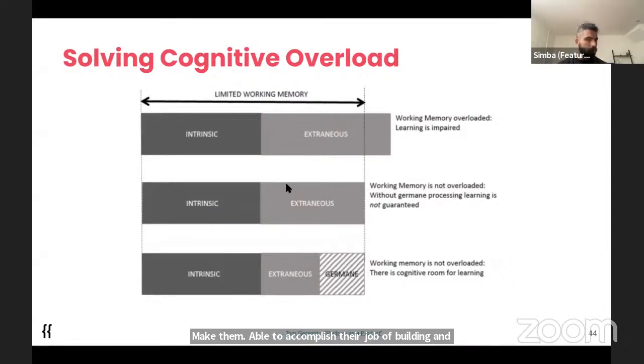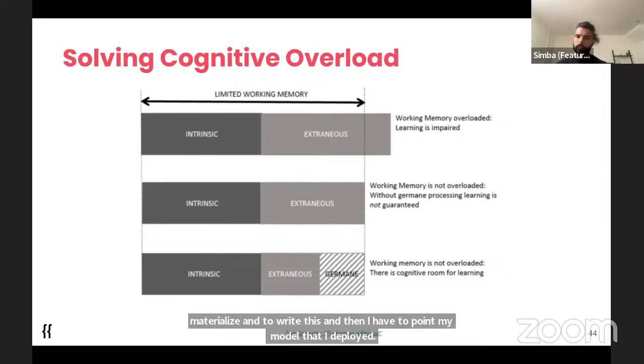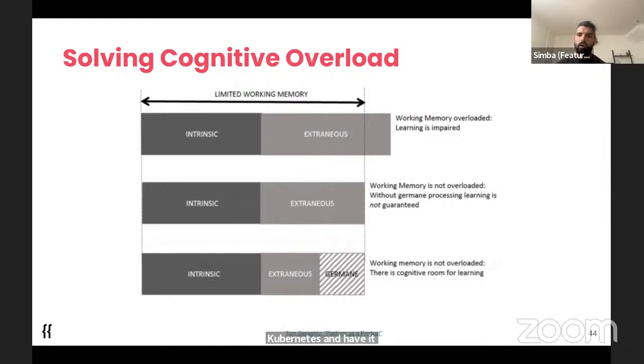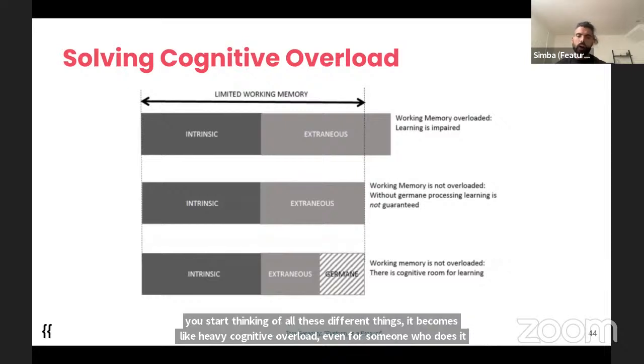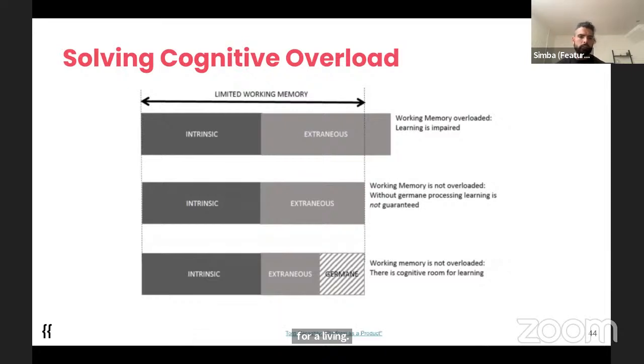A huge piece of that is just solving cognitive overload. If to deploy a feature I have to use Airflow and Spark Submit jobs, and I have to materialize into Redis, and then point my model that I deployed via Kubernetes and have it auto scale, when you start thinking of all these different things, it becomes heavy cognitive overload, even for someone who does it for a living. But for a data scientist who's not going to be your best infrastructure person, it just does not make sense. So a lot of the goal is to solve that cognitive overload so that they can be in flow.